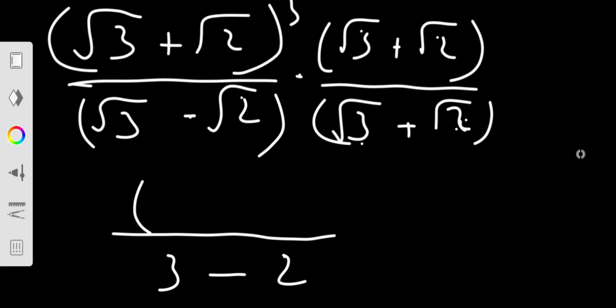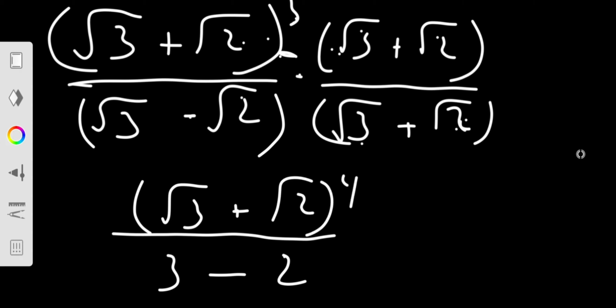And we have square root of 3 plus square root of 2 to the third power multiplied by square root of 3 plus square root of 2 over here. This is the same thing as this one. So we can say that this is square root of 3 plus square root of 2 to the fourth power. Okay?